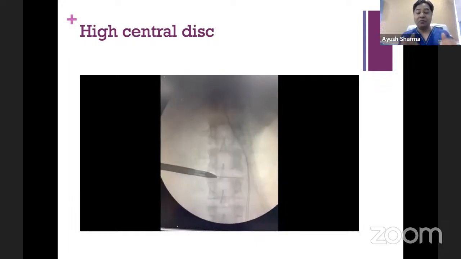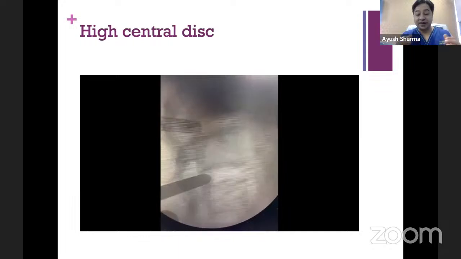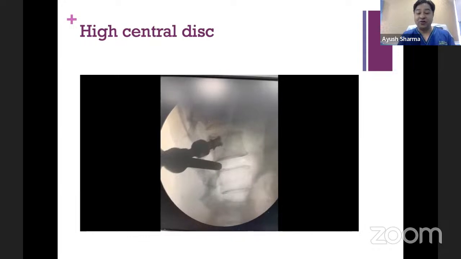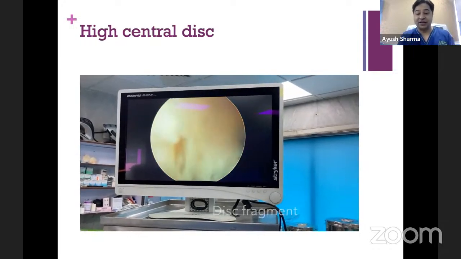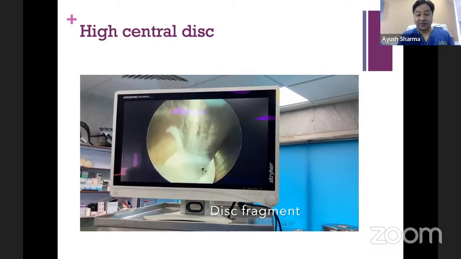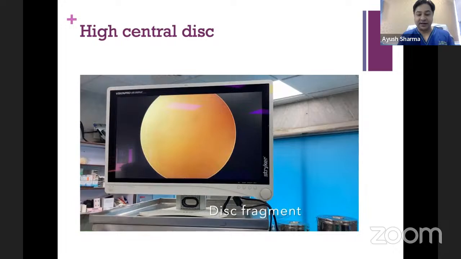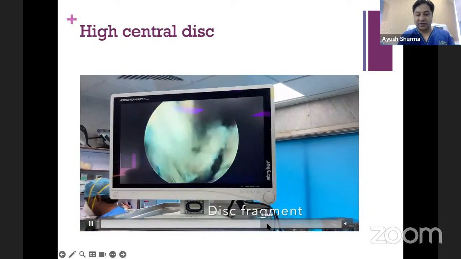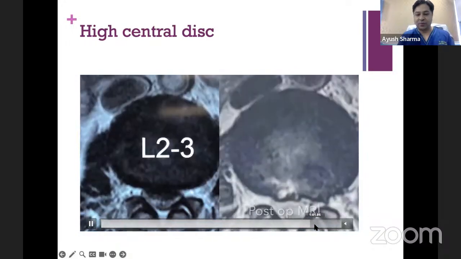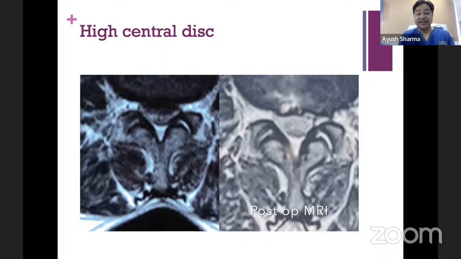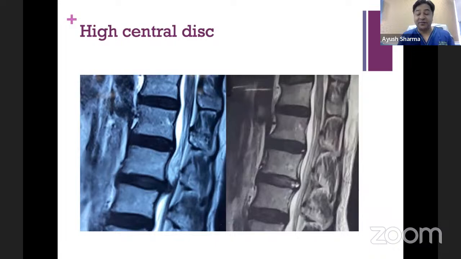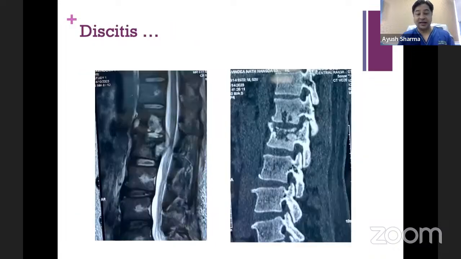You land almost in the center of the disc, because that is how the anatomy at the higher level of the spine is. All you need to do is make sure that you go there, you take out the disc fragment, and you make sure that your dura is free, and that is what is being done here. This is the disc fragment which will come out, and I'll show you the post-operative MRI. This is the easiest way to take care of this central disc, which is very, very difficult if you plan it any other way.